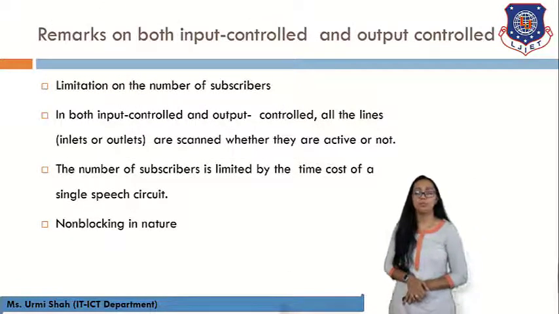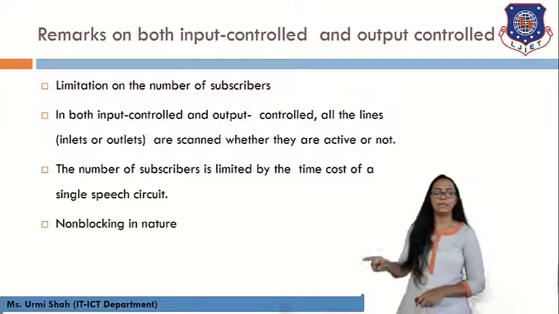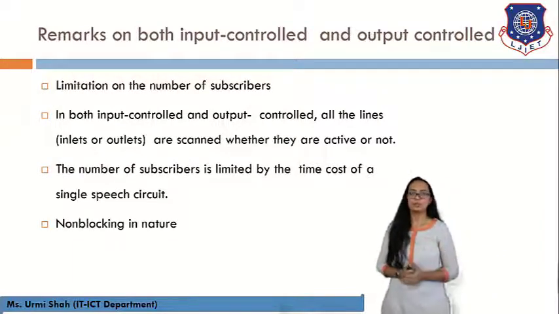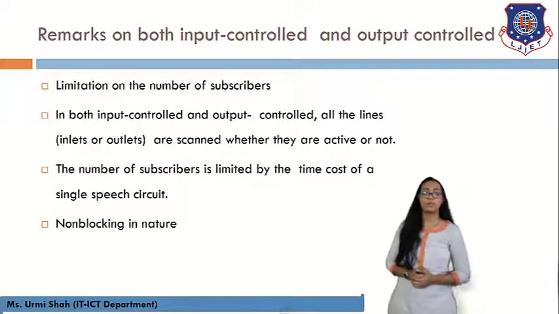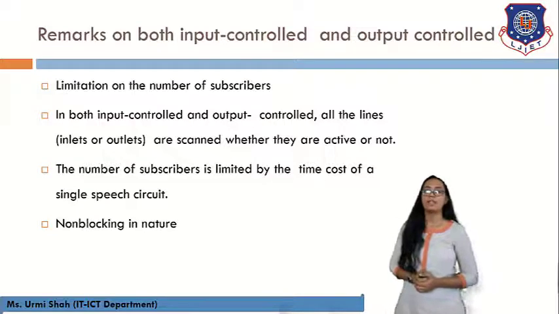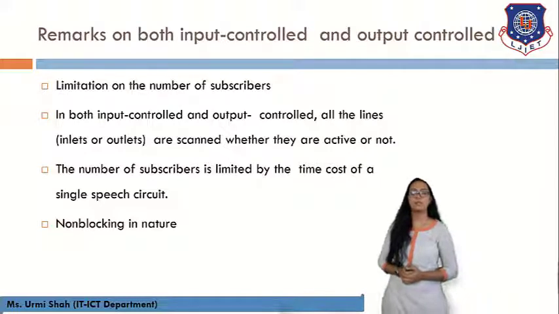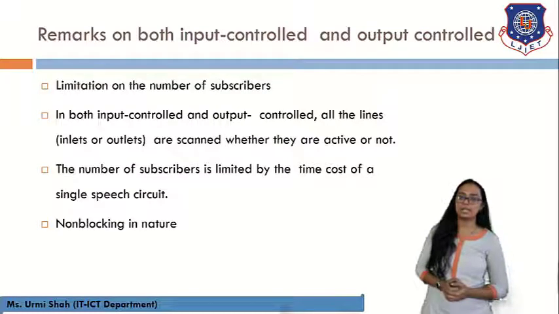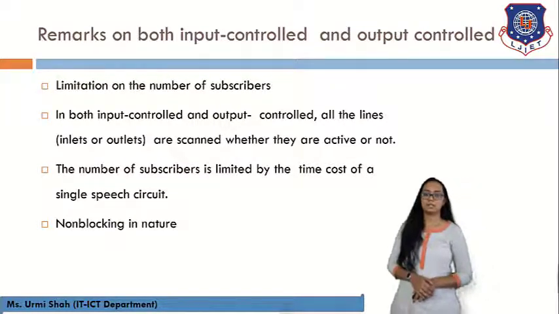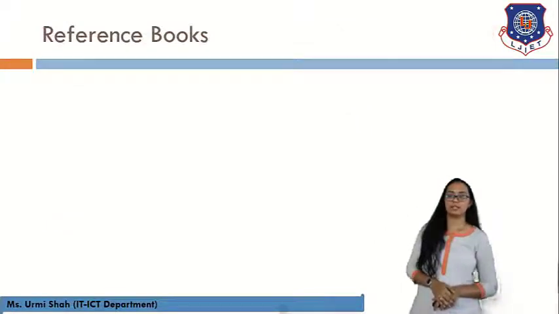Now, what are the limitations? Here there are limitations on the number of subscribers in both input control and output control. All the lines, that is inlets and outlets, are scanned whether they are active or not. The number of subscribers is limited by the time cost of a single speed circuit. It is having non-blocking nature. So these are the limitations of input control and output control circuitry.